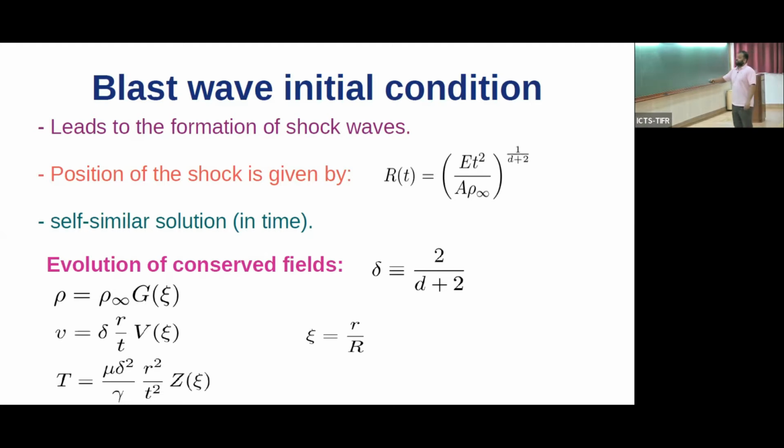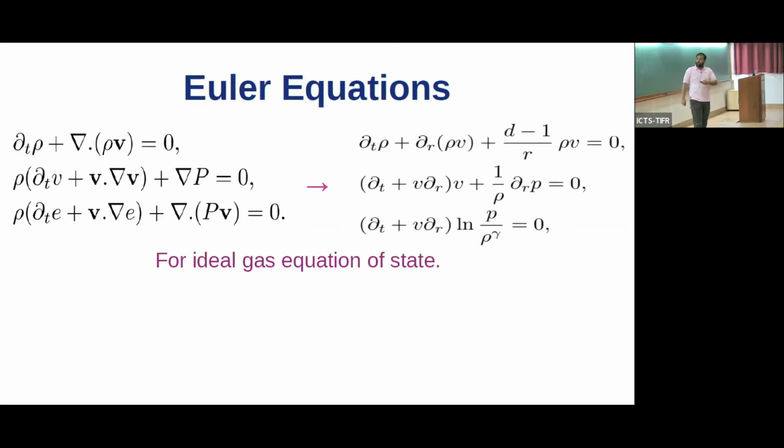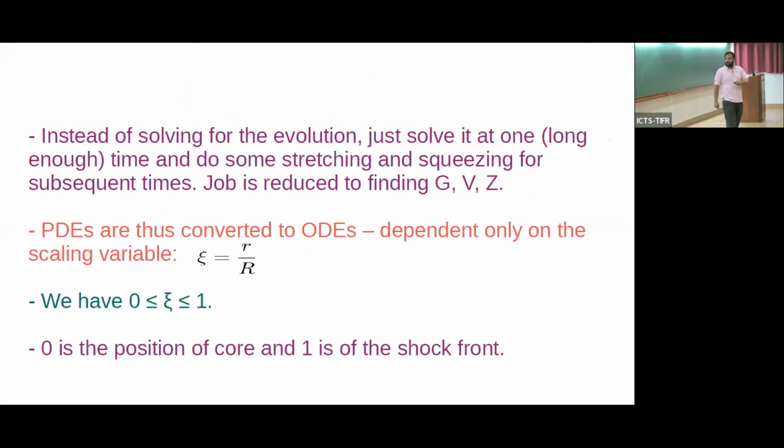And G, V, and Z here are the scaling functions, the dimensionless scaling functions. So this you get straightforwardly from a dimensional analysis. So now what we have to do is solve this. The reason we are doing all this is basically to convert these PDEs to ODEs. So finally, we put these three equations into the Euler equations, and we get the ODEs.